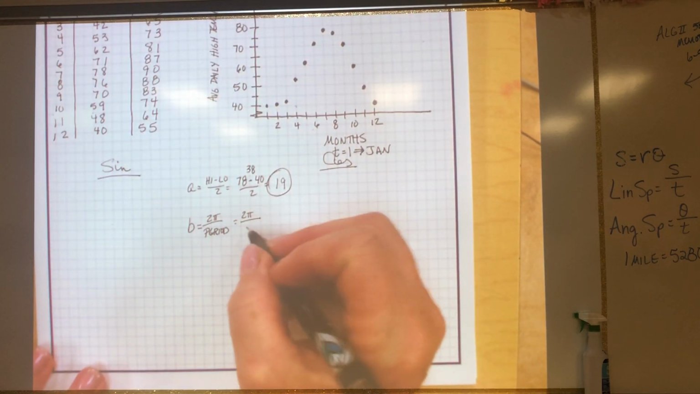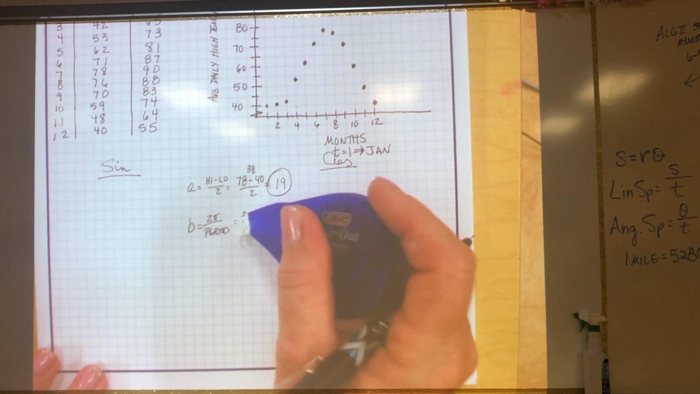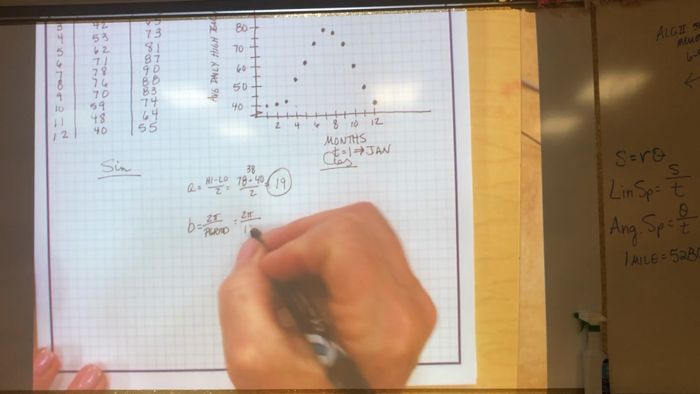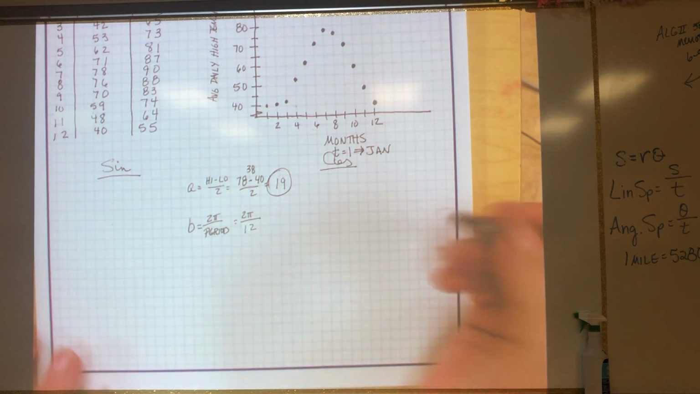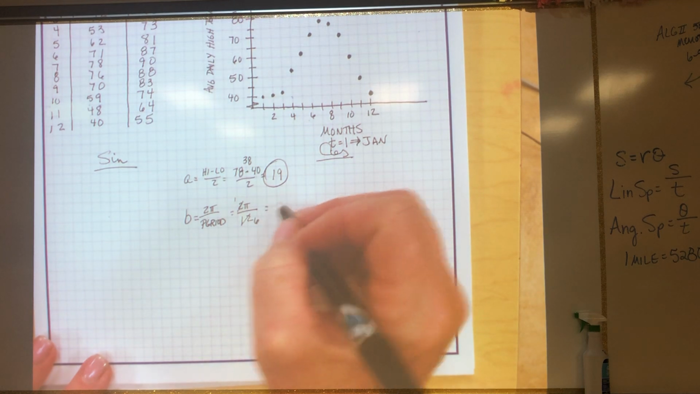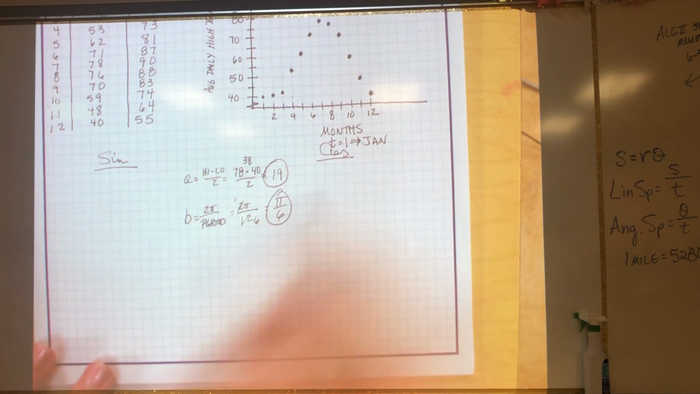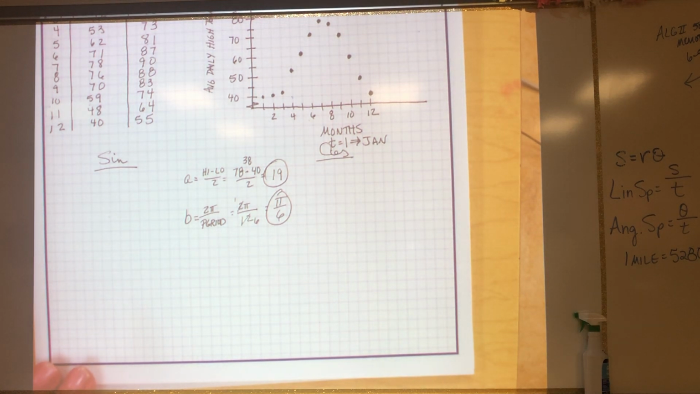Okay, so 2 pi over 12. What do I do with that? Not know. Okay, so I now have to reduce my fraction. 2 goes into 2 one time, 2 goes into 12 6 times, so pi over 6. What is that? That's B. Yep, beautiful fraction, pi over 6.